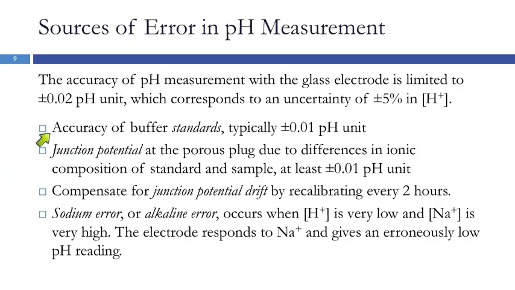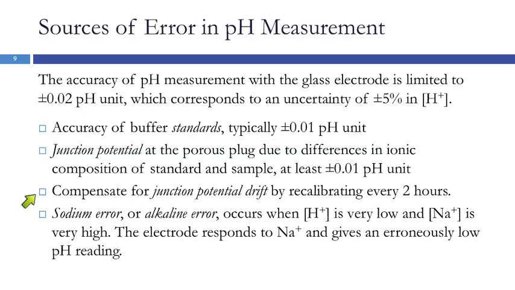The other thing that contributes to error is the junction potential. There's a junction potential at that porous plug that connects the two cells, due to differences in ionic composition of the standard and the sample. And that will typically be at least plus or minus 0.01 pH units. So those are the ones that have the biggest contribution to error in the pH measurements.